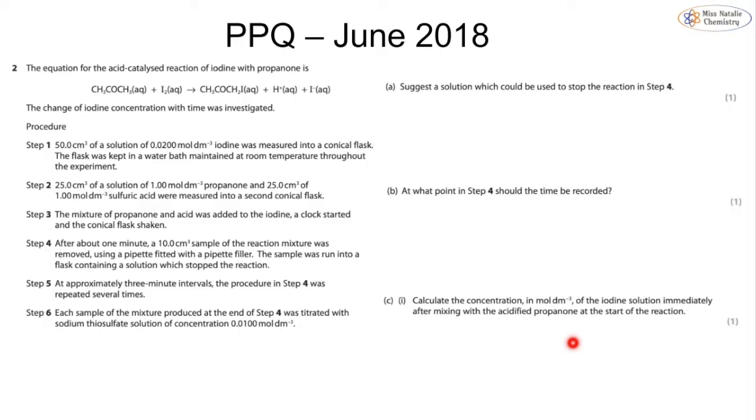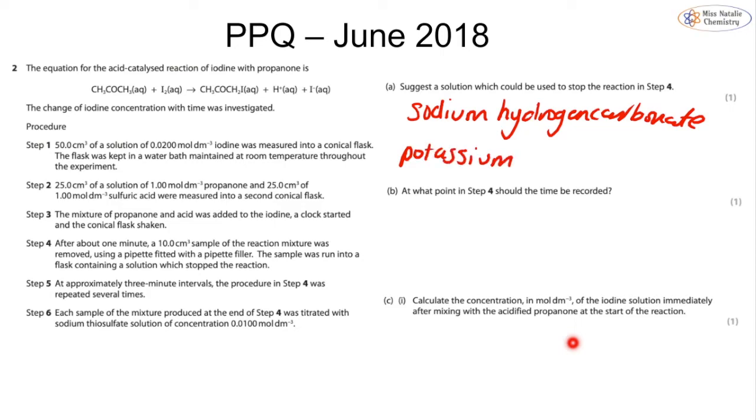So part A asks for a solution which could be used to stop the reaction in step 4. Well, a solution that can be used to quench the reaction. There are 2 key ones that you would probably use. So we're going to have sodium hydrogen carbonate, or sometimes you may use potassium hydrogen carbonate, but generally sodium would be the one that we would go for.